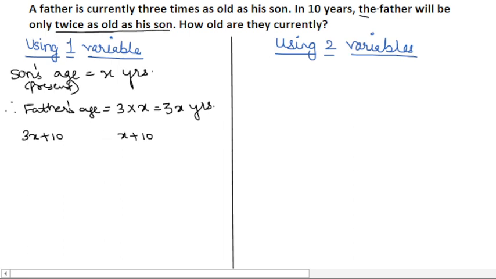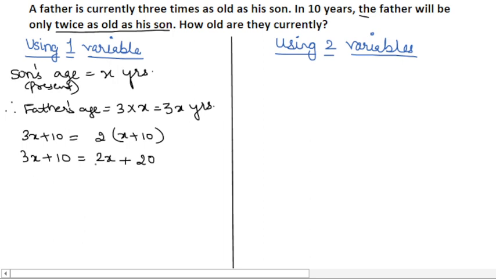So let us translate this statement into a mathematical formula. The father's age is 2 times, or twice, the son's age. So we got an equation, and we need to solve this equation. I open up the brackets and I get 2 times x plus 2 times 10, which is 20. I have variables on both sides of the equation.